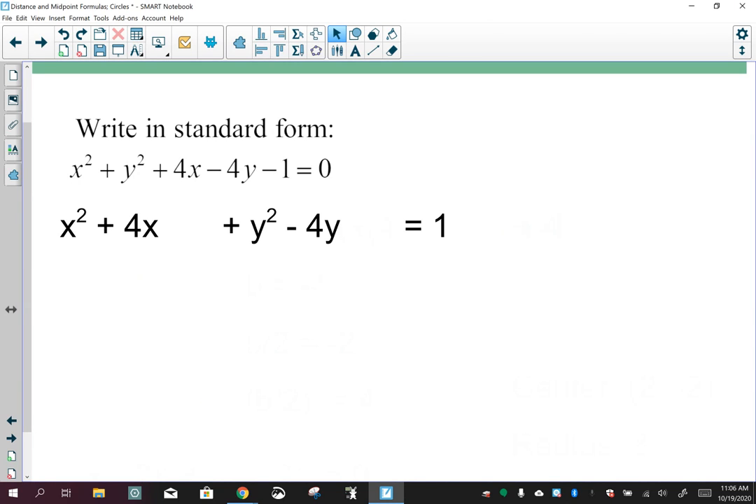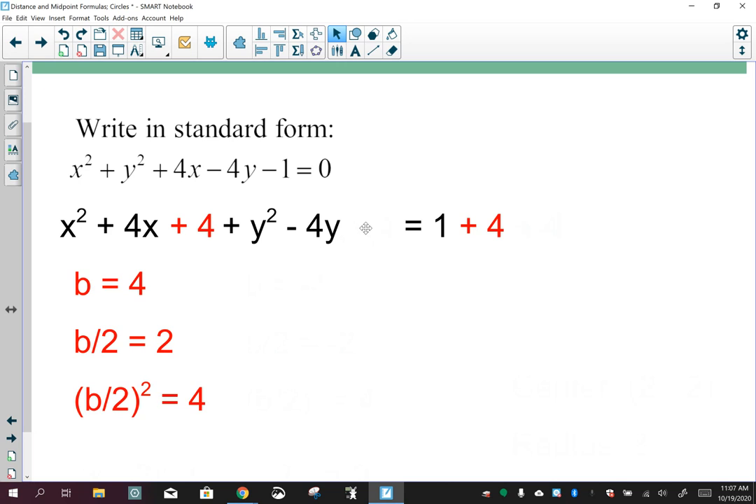So if you remember completing the square, I'm going to start with my x terms. I'm going to come over here and complete the square. So I have to identify my b, divide that by 2, then square it. So that's going here. But remember, if I'm adding something over here, I need to add something over here. So you have to make sure you stay balanced.